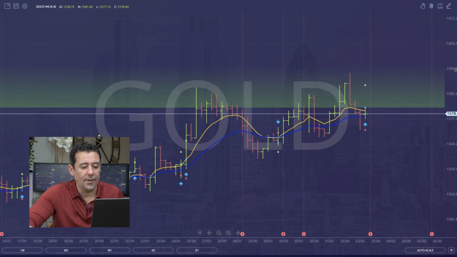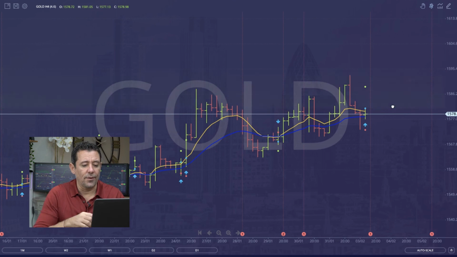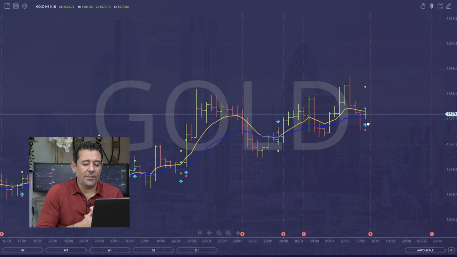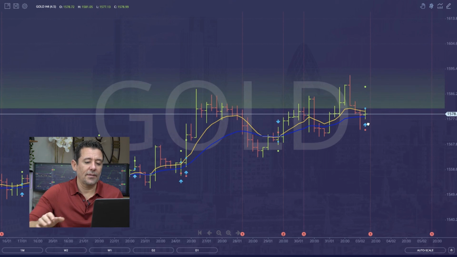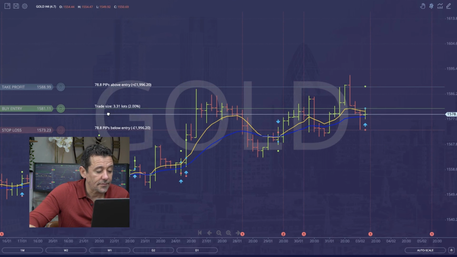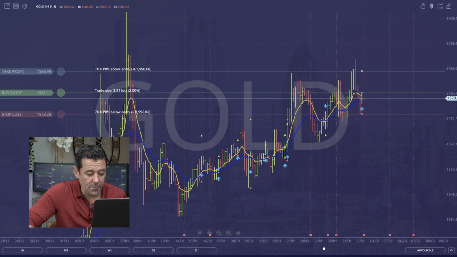And the reason I like to drop into this position is, despite the PMI manufacturing numbers, it's not a big deal for gold. But what is interesting is that the cyclicity here and the uniformity of the price range movement indicates to us that we could be on for a little rally, and if we hit the green button, it'll give us the movements here. So about a 78 pip movement, which would give us about £2,000 profit. It's a buy entry around 1581.11 with a price target of 1588.99 and a stop loss of 1573.23. Let me just move that back slightly.